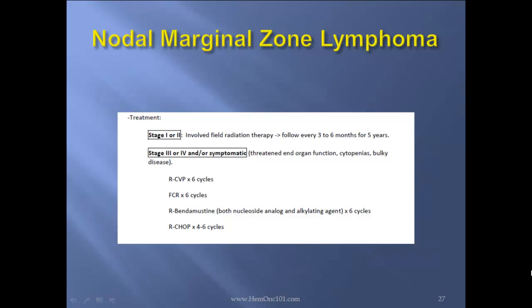Nodal marginal zone lymphoma treatment. If it's stage 1 or 2, involved field radiation therapy and then follow every 3 to 6 months. Stages 3 or 4 that are symptomatic, which means threatening organ function, cytopenias, and bulky disease, then consider R-CVP times 6 or FCR times 6, bendamustine, or R-CHOP.